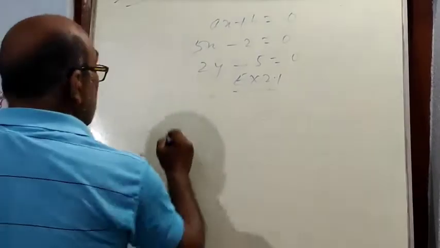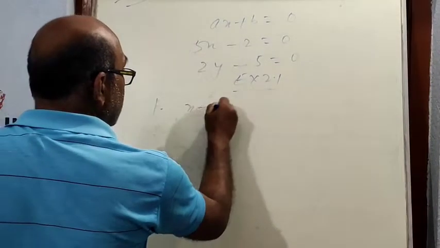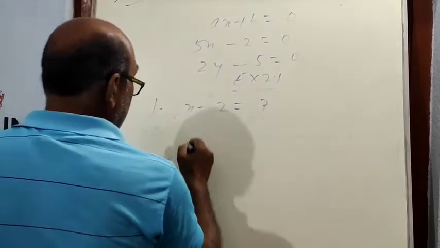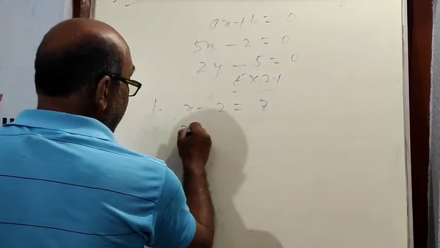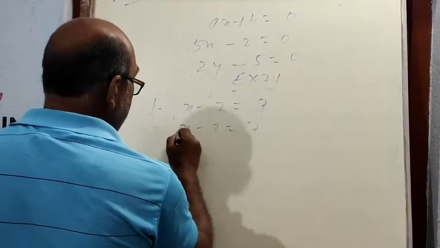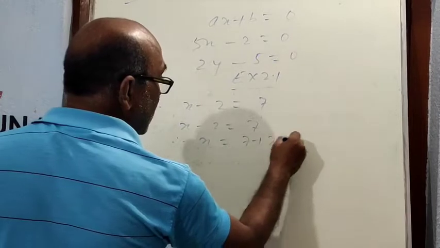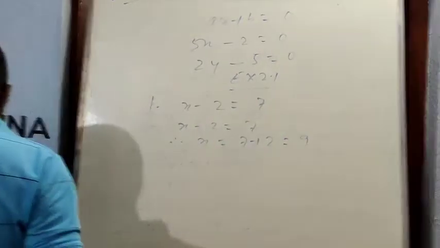x minus 2 equal to 7, and therefore x equal to 7 plus 2, that is 9. Now question number 4.